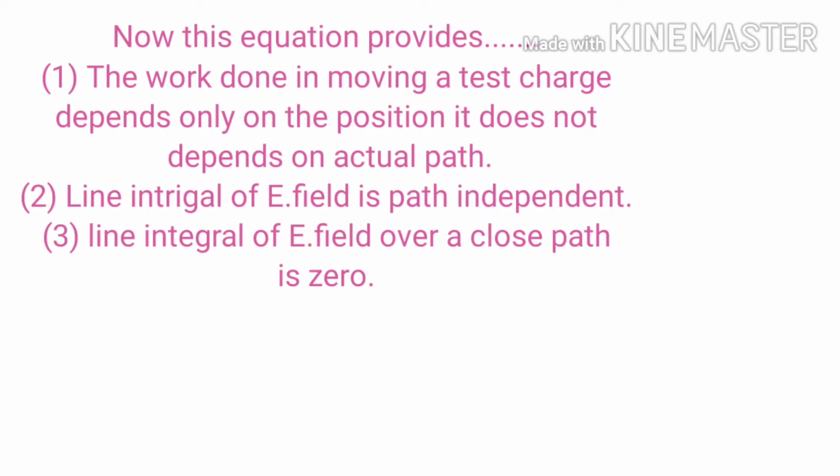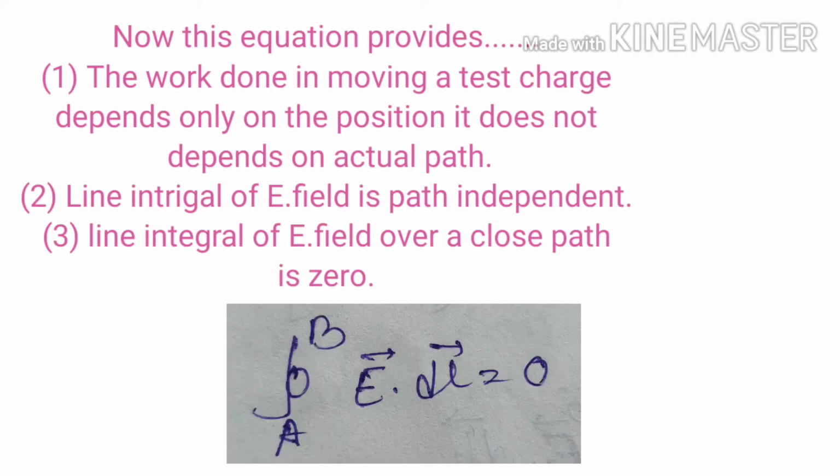The equation shows the work done in moving a test charge Q naught from point A to another point B along any path AB in an electric field due to plus Q charge depends only on the position of the points, and is independent of the actual path. Number 2, the line integral of electric field is path independent. Number 3, the line integral of electric field over a closed path is 0. That is, closed integration of E vector dot dL is equal to 0.